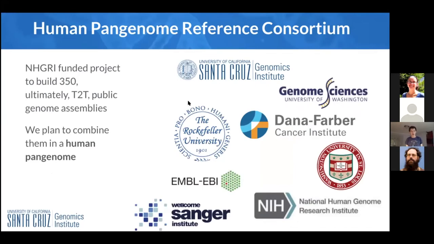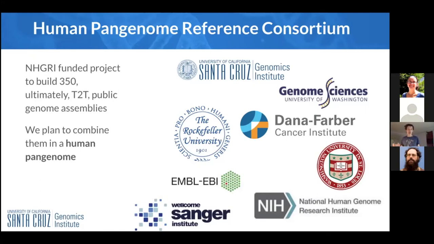And so this cues up what I wanted to talk about today, which is the Human Pangenome Reference Consortium. This is a recently funded National Human Genome Research Institute project to build 350, ultimately telomere to telomere, so complete public genome assemblies, and make them available to replace that one reference genome with a cohort of diverse genomes. These are genomes that are being sampled from a diverse set of populations across the world, or individuals with diverse genetic ancestry, I should say.